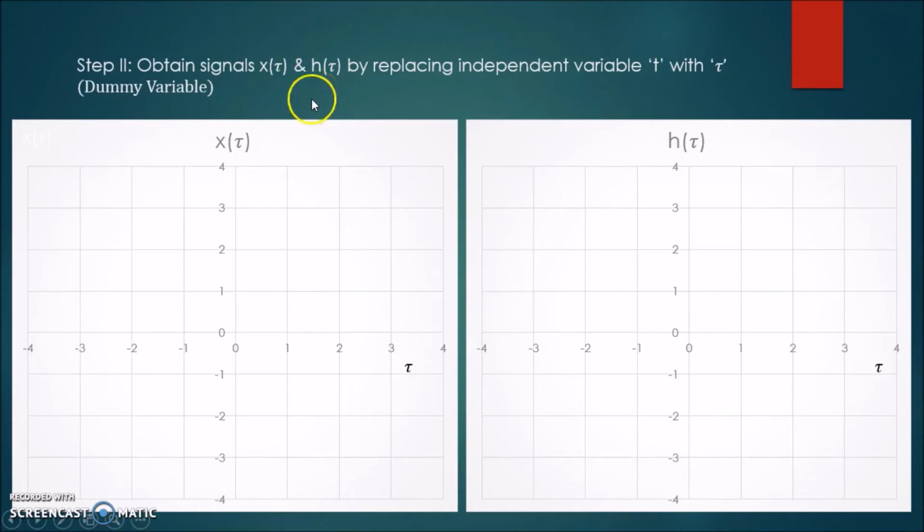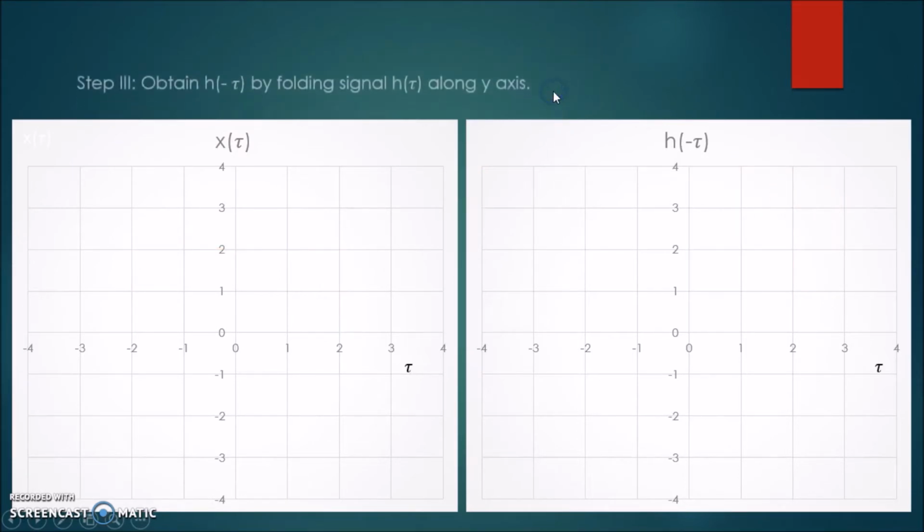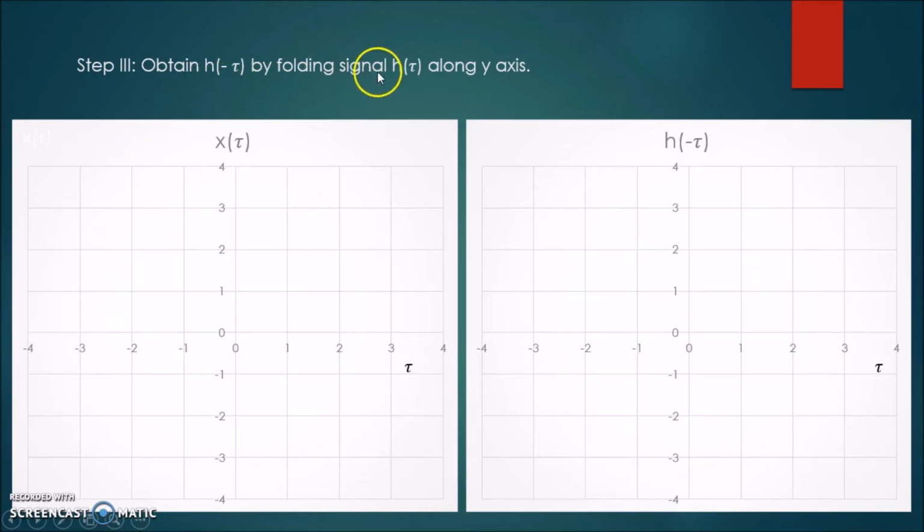In this step, we have to obtain x of tau and h of tau by replacing the independent variable t with tau. So here this is x of tau and this is h of tau. Further, we have to obtain h of minus tau by folding the signal h of tau along the y-axis. So this is x of tau, and here we are getting h of minus tau, which is nothing but the folded version of h of tau.